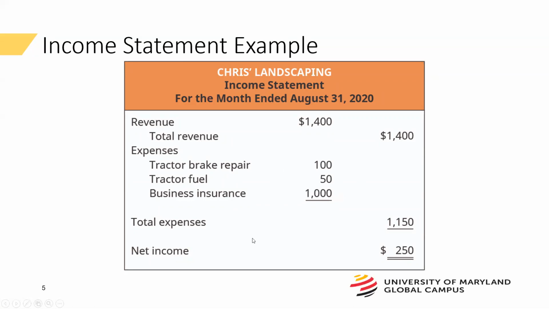Then we have our net income. How we got net income is we took our revenue, in this example $1,400, minus our total expenses, which is $1,150, to get our net income of $250. So revenue minus your total expenses equals your net income. And this is a very general, very, very basic form of an income statement. I think this is a really good example because it emphasizes what is on an income statement.